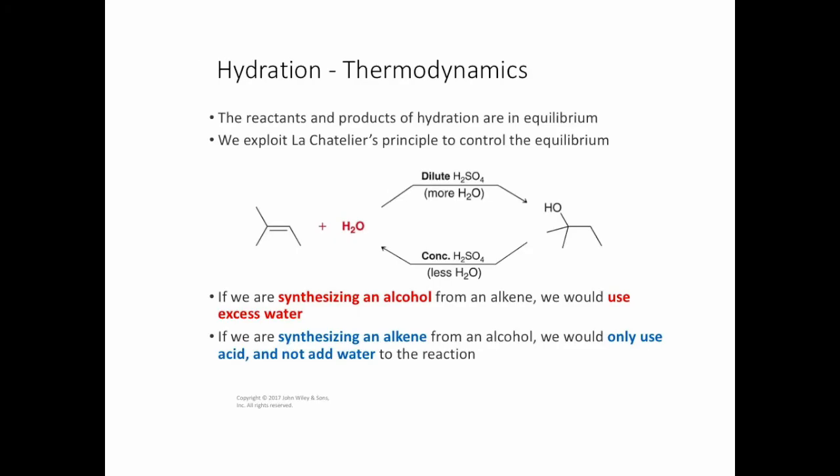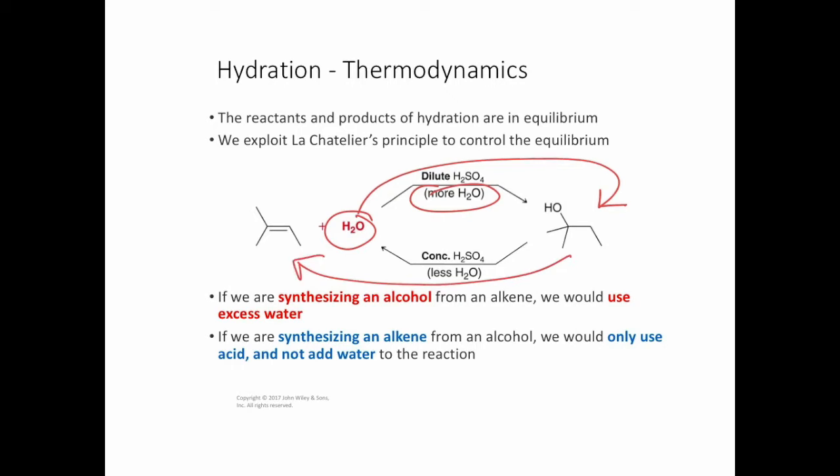The reactants and products of hydration are in equilibrium, and we can exploit Le Chatelier's principle to control the direction of the equilibrium. So if we use dilute H2SO4, so we have more water, then the equilibrium will favor the products, because Le Chatelier's principle says that you shift the equilibrium away from the reagent in excess. So if we have a lot of this, the equilibrium will be shifted in this direction. If we wanted to go backwards from the alcohol to the alkene, we would use less water and concentrated sulfuric acid.